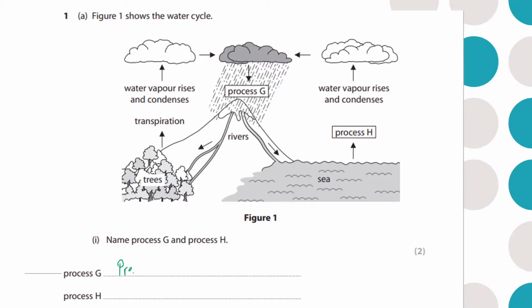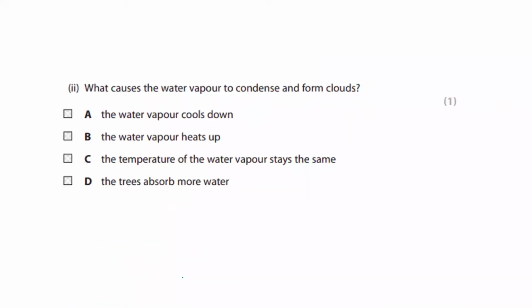So rain, snow, hail, it's all known as precipitation, okay? Process H, so evaporation. If you do geography, you probably know this very well. Okay, nice 2 marks there.